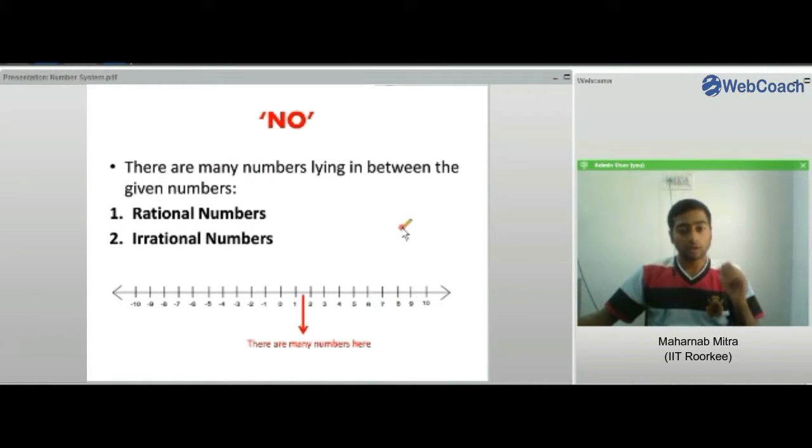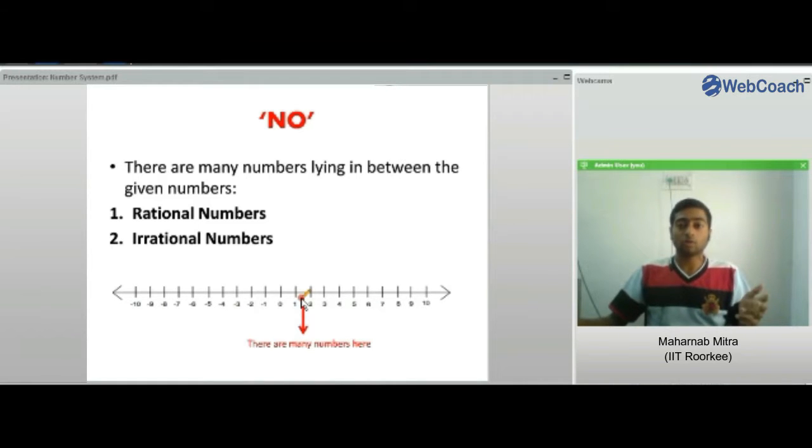There are many numbers lying in between any given two numbers. As you can see in the figure here, between number 1 and number 2 we have infinitely many numbers in the form of decimals, and there are different types of numbers. Okay, like say for example 1.5. 1.5 is a number which is in between 1 and 2, right? And it can be represented on the number line.